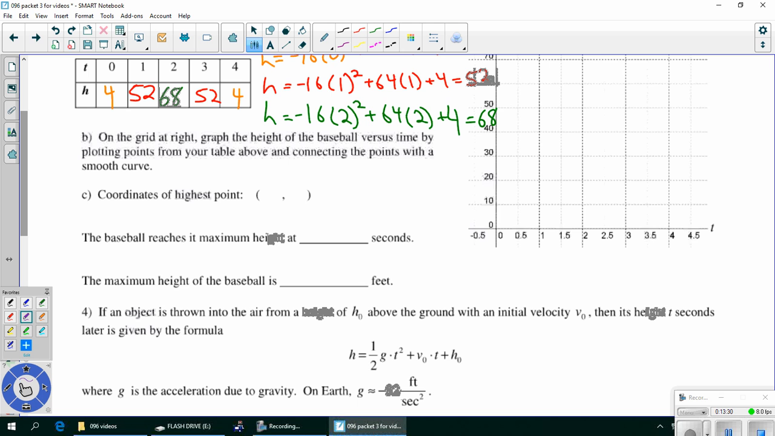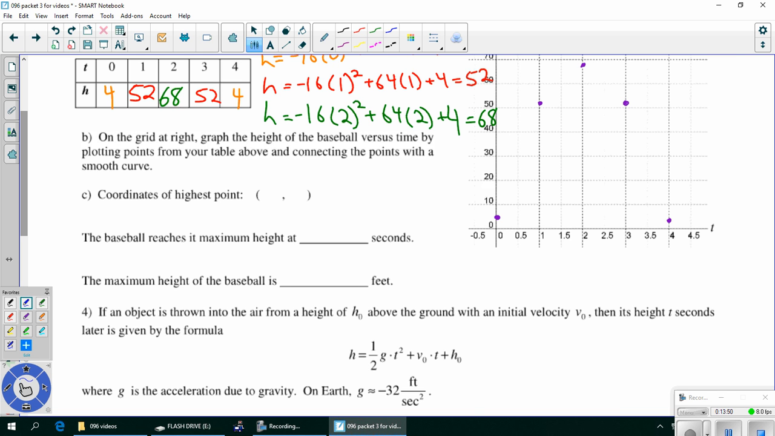So 0, 4, so we have to estimate, 4 is just a little bit under the halfway here. 1, 52, again estimating where 52 is, maybe there. 2, 68, estimate 68. And then 3, we're back to the same 52, and then 4, we're back to the same 4. And then we connect with a smooth curve.